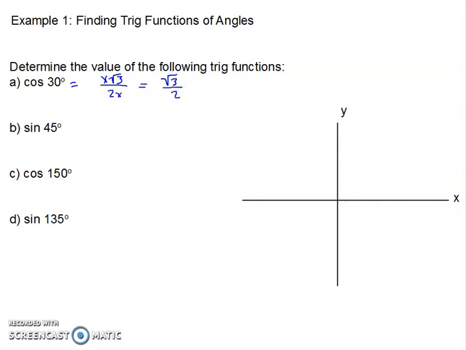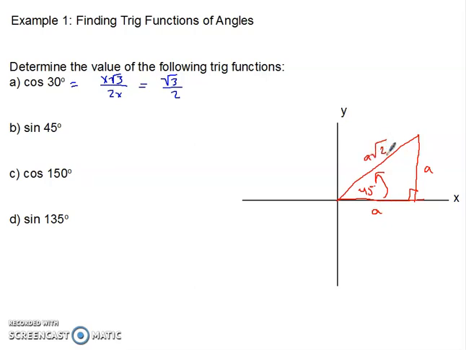Sine of 45 degrees, I'll put this in standard position. Here's my initial side and my terminal side rotating counterclockwise 45 degrees. Again, I can drop that terminal side and create a right triangle. 45 degrees. 45, 45, 90 degree triangles have the ratios of a, a, and then a square root of 2.